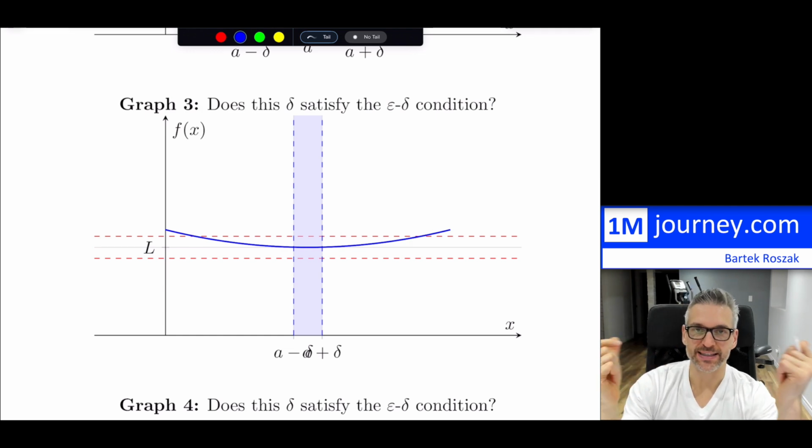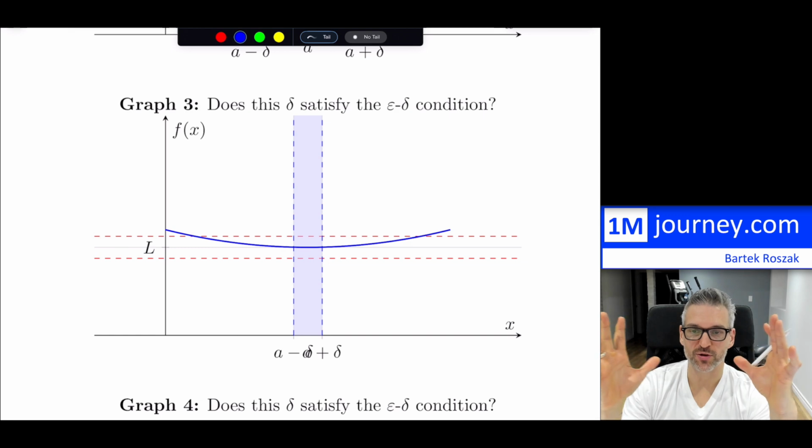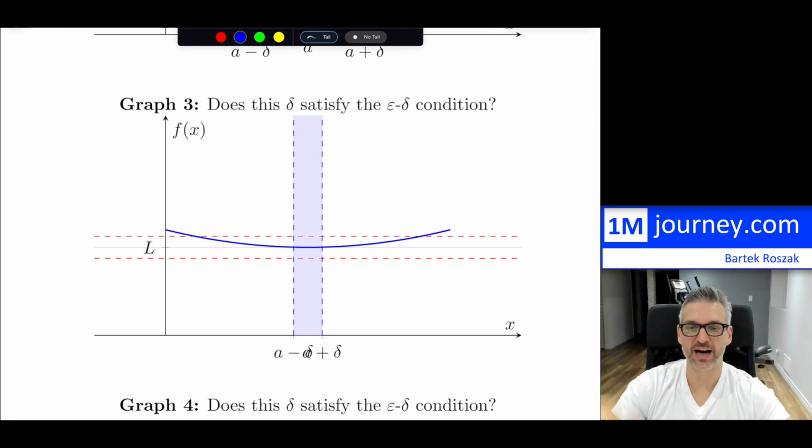And of course, the idea with this is to make epsilon smaller and smaller and smaller. You can choose any value, and it will just be adjusting the deltas.